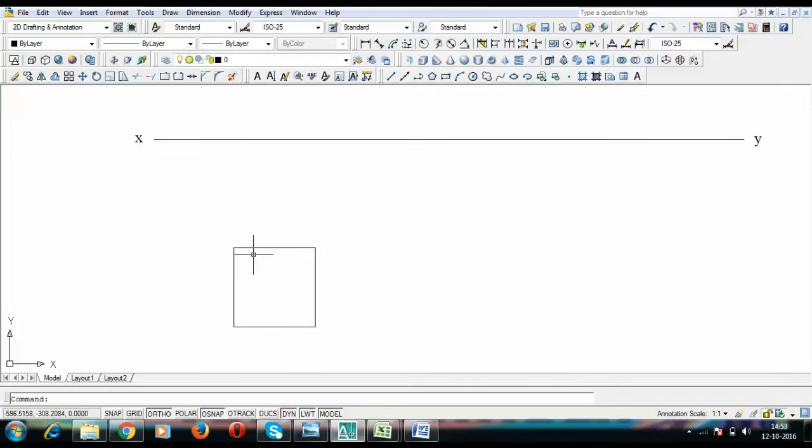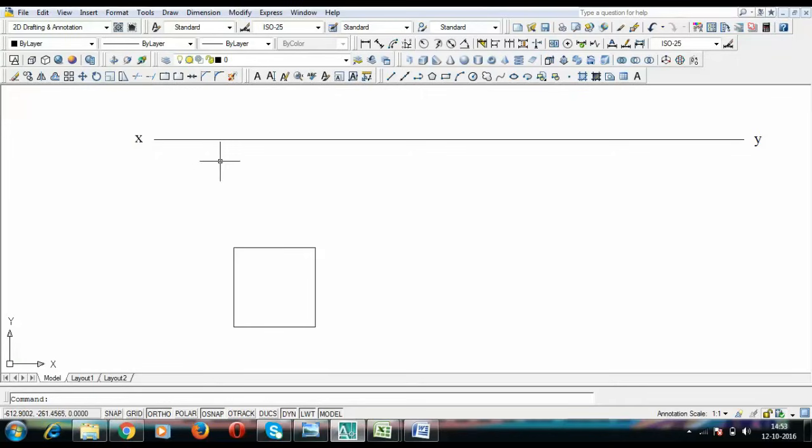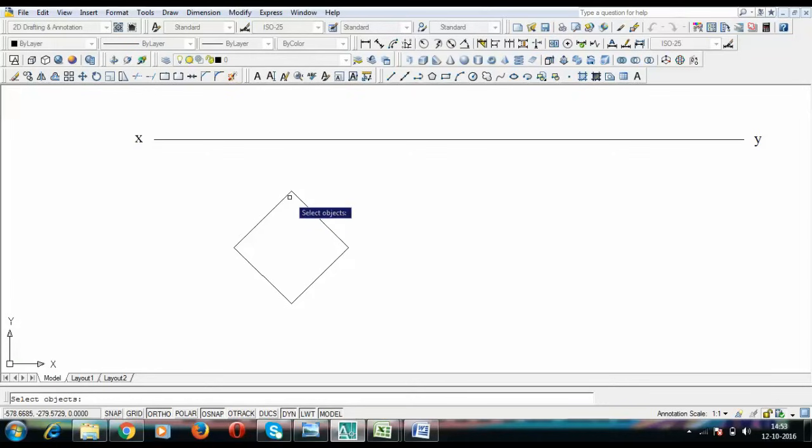Now this particular top view is showing that two edges are absolutely parallel to the XY line. That means they are parallel to the VP, and these two edges have been placed such that they are perpendicular to the vertical plane. But in the question it has been clearly mentioned that all the edges of the base are equally inclined to the VP. So what I'm going to do is, please follow the steps, I'm going to rotate this figure by an angle of 45 degrees. Now you can see all of this; I'm going to show you by dimensioning. That will be much better.